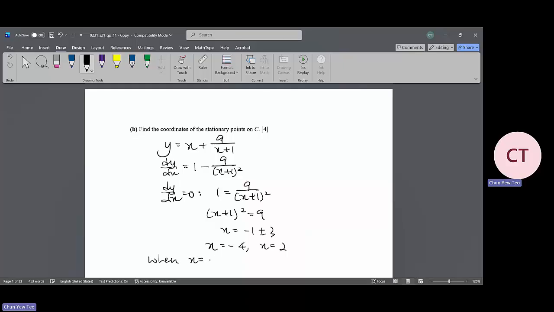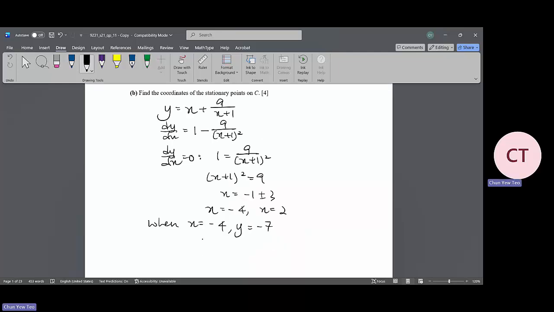When x is negative 4, you need to press the calculator. You can get the answer, the y is negative 7. Then when the x is positive 2, your y is 5. So therefore your stationary points will be negative 4, negative 7, and 2, 5. Done for number 7B.